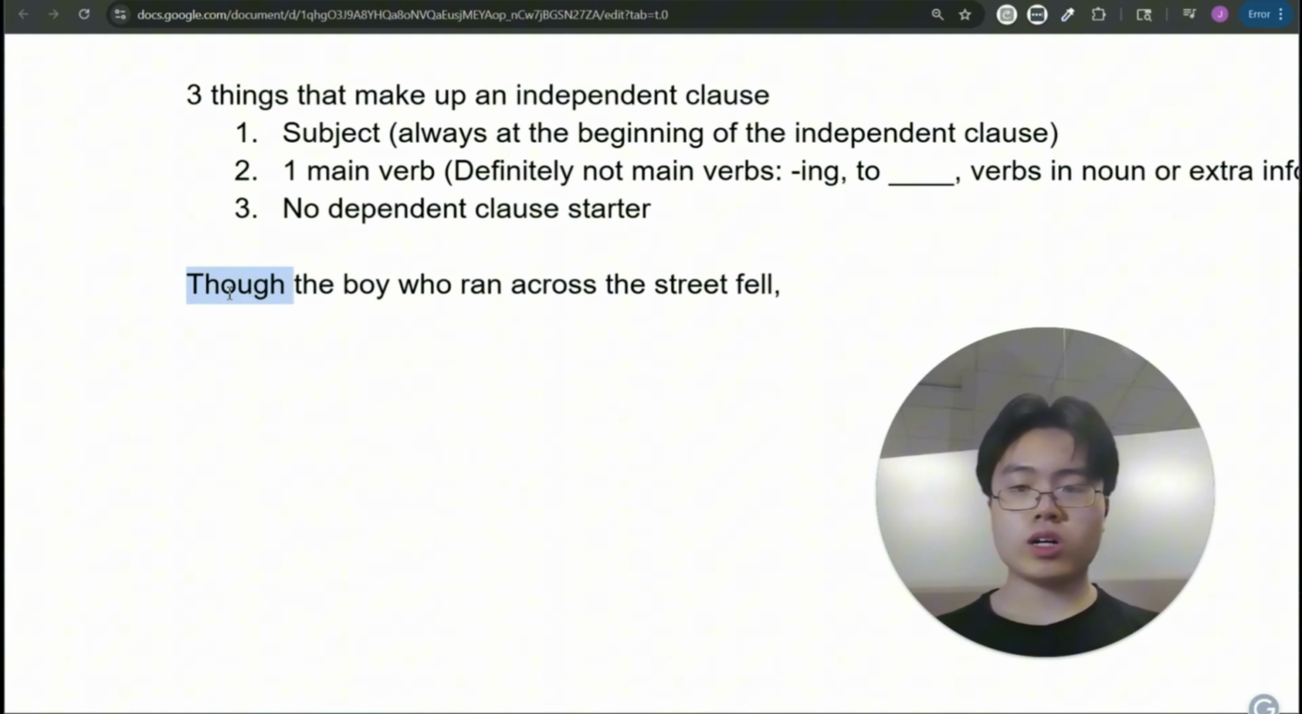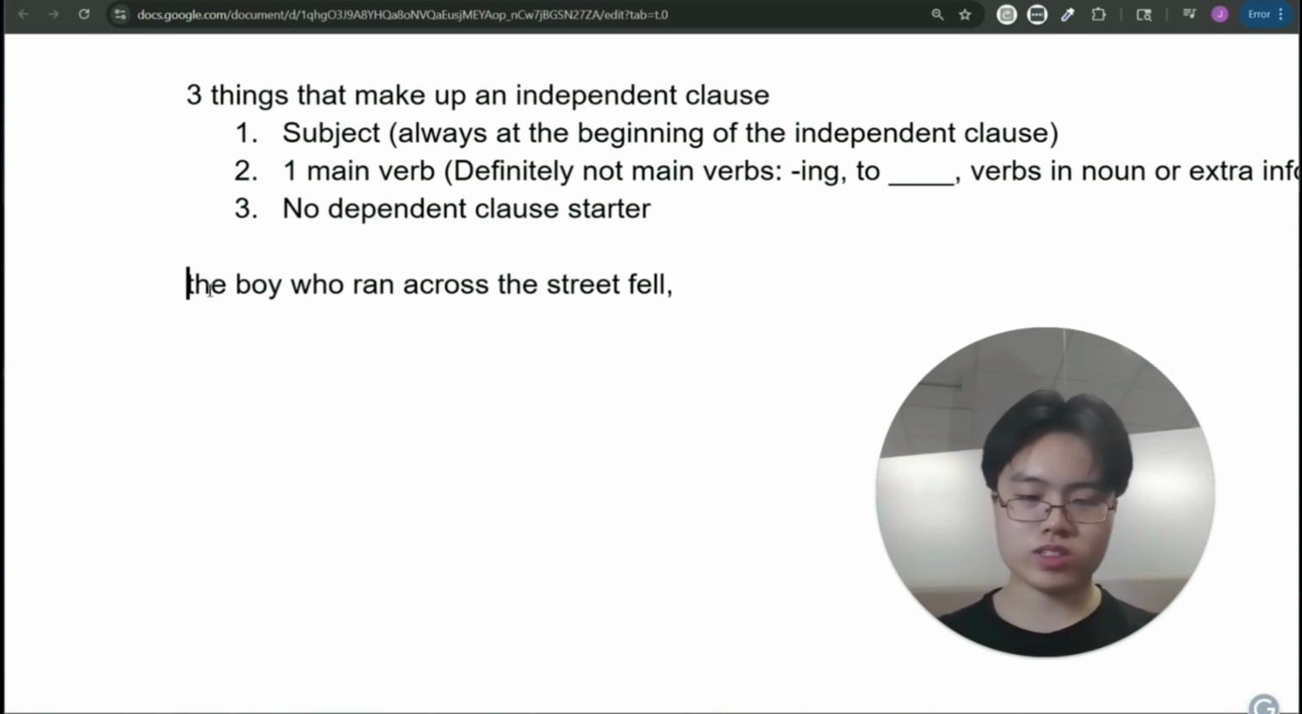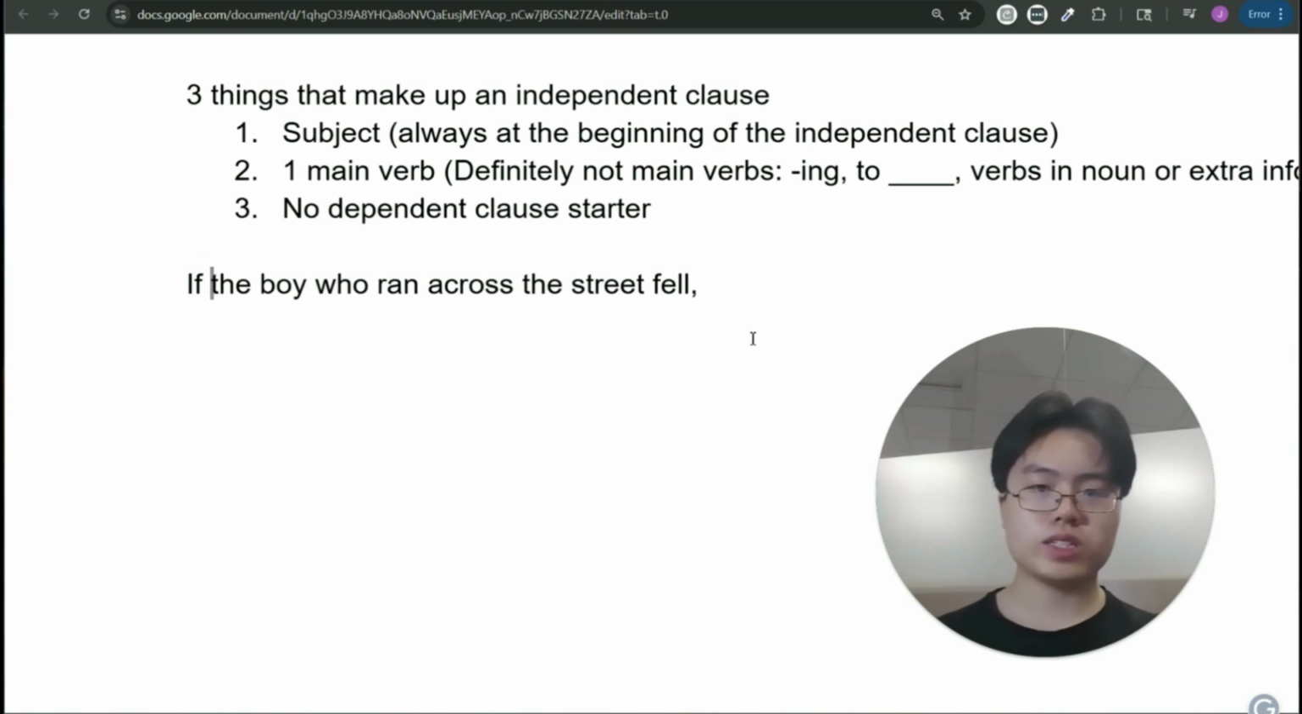I think it's extremely obvious, and if it's not, you just do like 10 questions and it would become obvious to you. It's pretty obvious. If the boy who ran across the street fell, that's definitely a dependent clause.